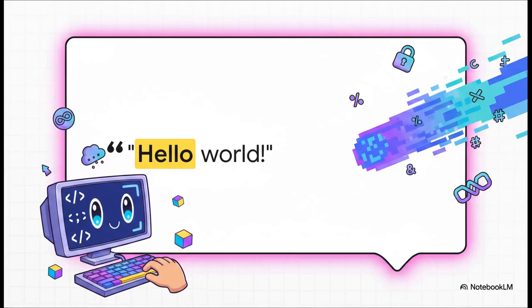And here it is, the classic. If you've ever tried to learn programming, you've seen this. Hello world is the perfect example of a string. It's a sequence of characters, letters, a space, even an exclamation point, all wrapped up in quotation marks. Those quotes are how you signal to the computer, hey, this is text, don't try to do math with it.